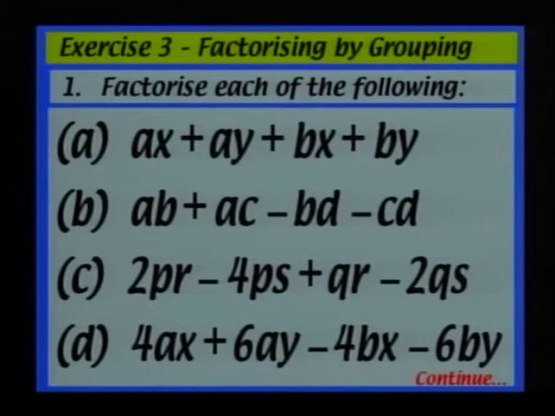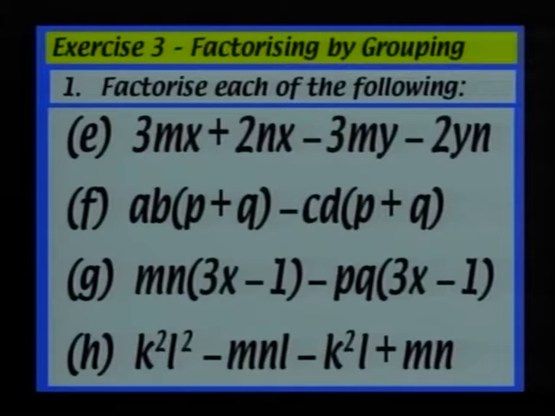Kila. 2p plus q in one bracket multiplied by r minus 2s in another bracket. Okay, 2p plus q times r minus 2s. Okay. Lester, letter D. 2a minus 2b times 2x plus 3y. Okay, 2a minus 2b times 2x plus 3y.